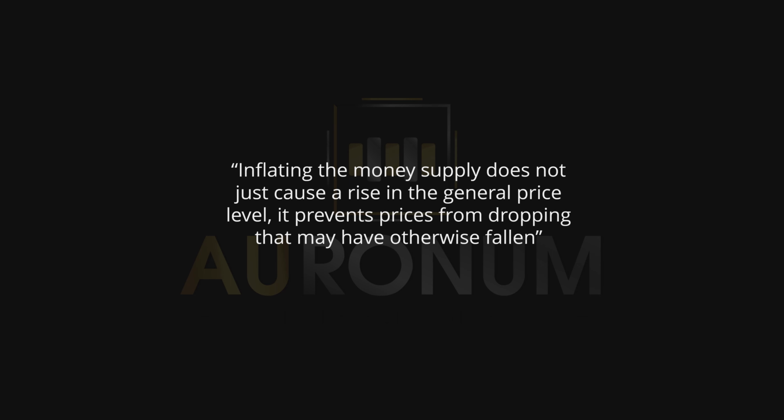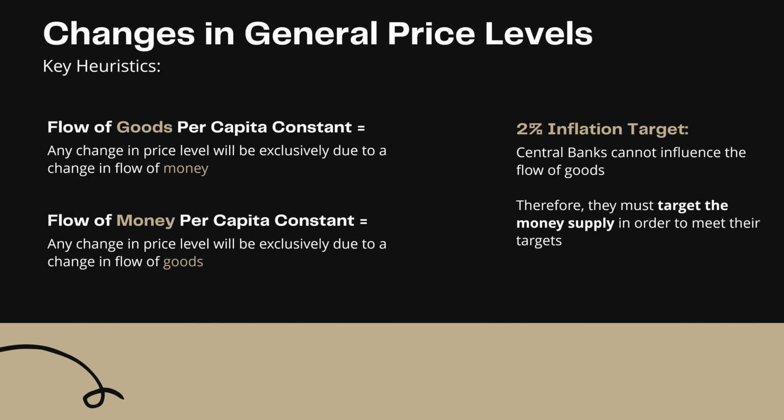But when we talk of inflation, people tend to think about rising prices, but inflation has a similar effect with stopping prices from falling that should have otherwise fallen. And with changes in the general price level, if the flow of goods per person remains constant, then any change in the price level will be down to the flow of money. So if the money supply is increased, that will change the price levels, even if the goods stay constant.